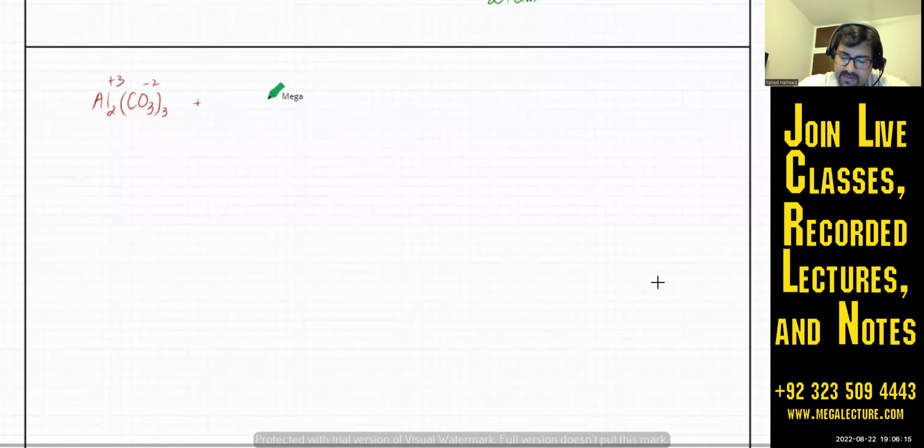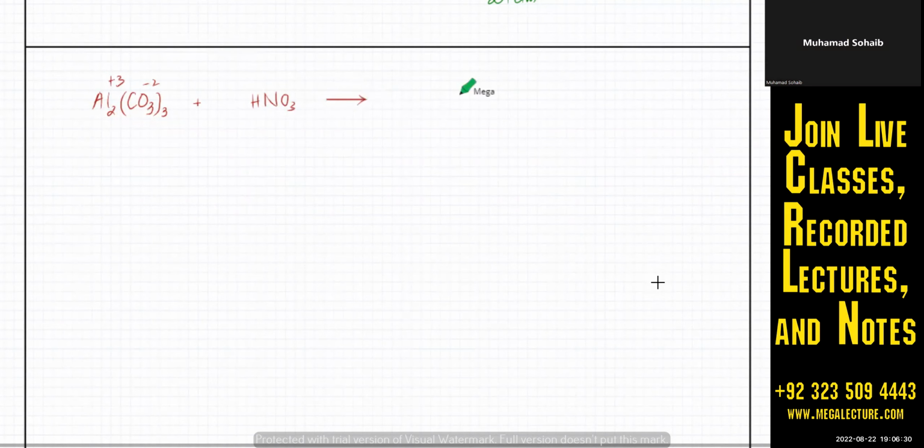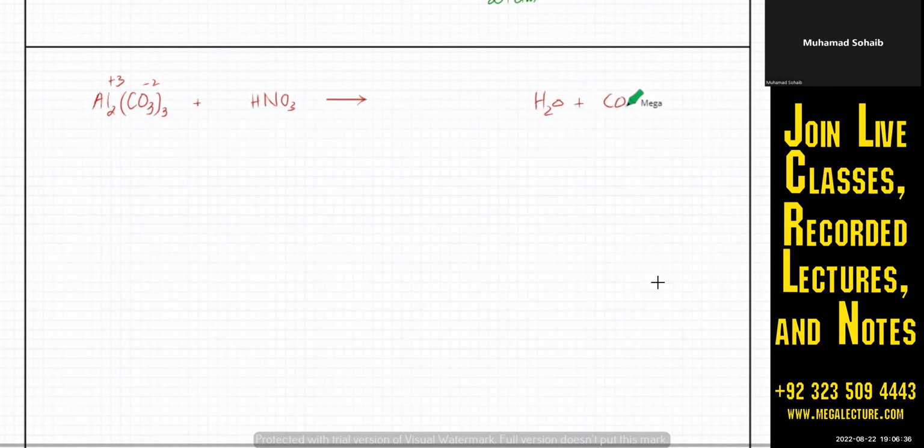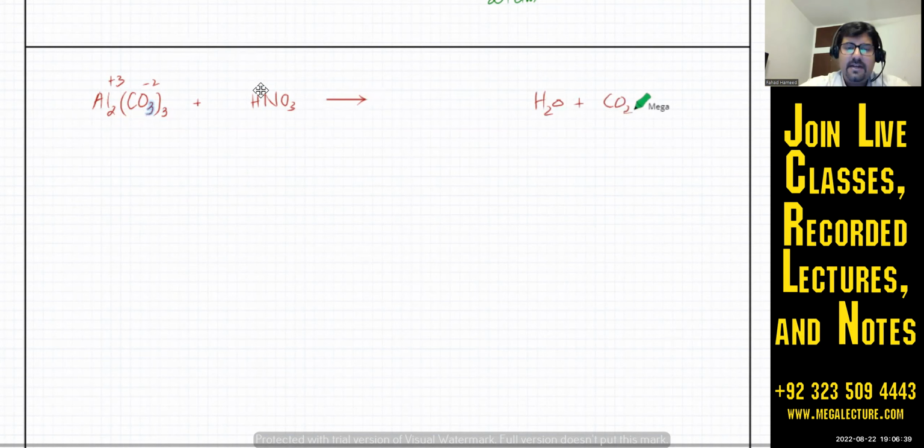Plus, let's say it's reacting with nitric acid. Nitric acid is HNO3. So now carbonate plus acid will produce salt, water, and carbon dioxide. So aluminium nitrate, water and carbon dioxide will be produced. The carbonate turns into carbon dioxide, the H and carbonate form water and carbon dioxide. What is left is Al and NO3, right? So write its formula again: Al is group 3, so that's +3, and NO3 is nitrate, that's -1. So it's going to be Al(NO3)3.